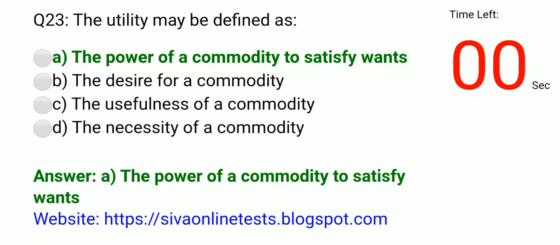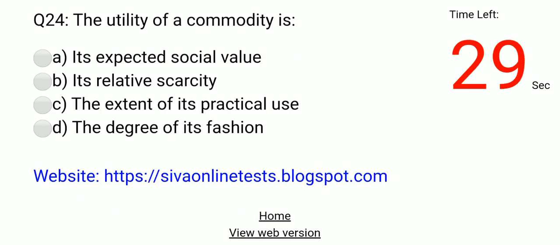Answer. A. The power of a commodity to satisfy wants. Question 24. The utility of a commodity is. Options. A. Its expected social value. B. Its relative scarcity. C. The extent of its practical use. D. The degree of its fashion.